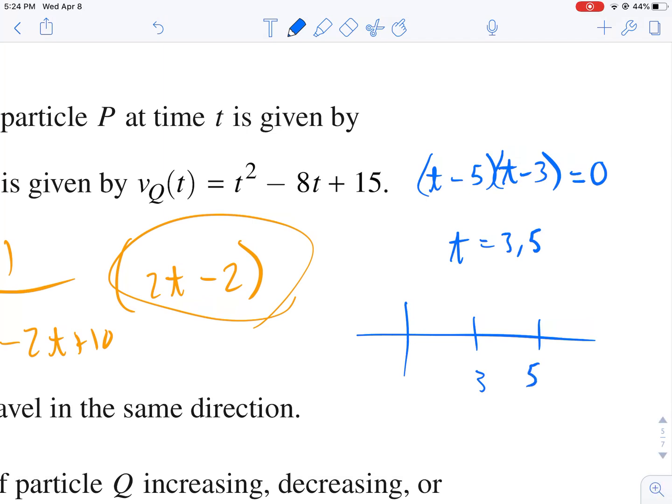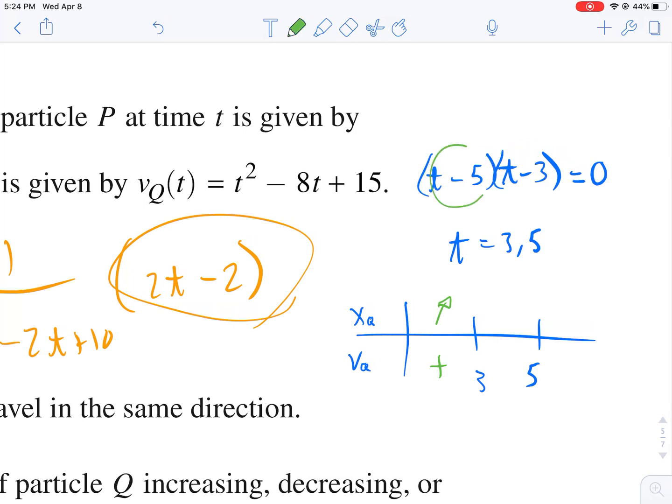3, 5, we'll call it v sub q, and therefore position is x sub q. And I'm plugging in, let's say, 2. I get a negative and a negative, which is a positive, so the function increases.